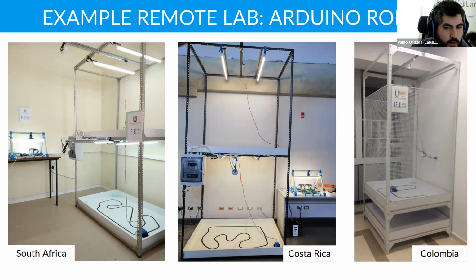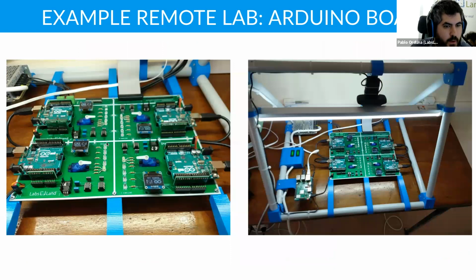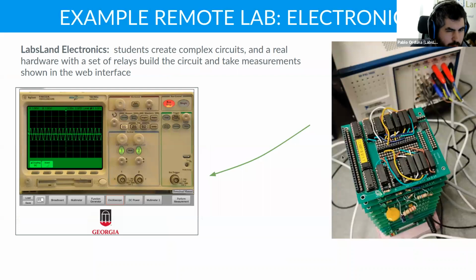This is the case of Arduino robots, but we also have Arduino boards like Arduino Uno with different types of LEDs, actuators and other types of components. We have electronics laboratories, quite advanced ones, where you can build circuits with resistors, capacitors, op-amps and transistors, connect them in a real environment, and you will see what happens with a real oscilloscope and so on.